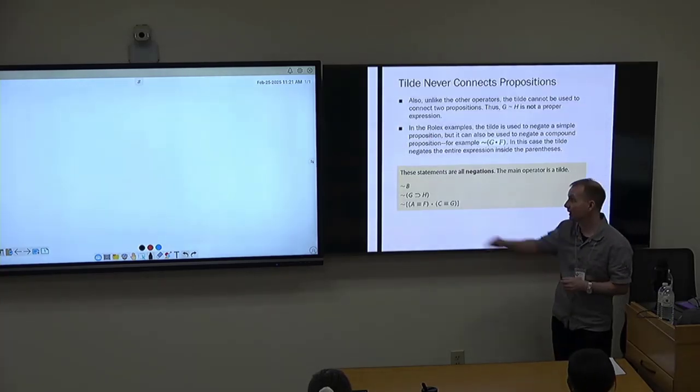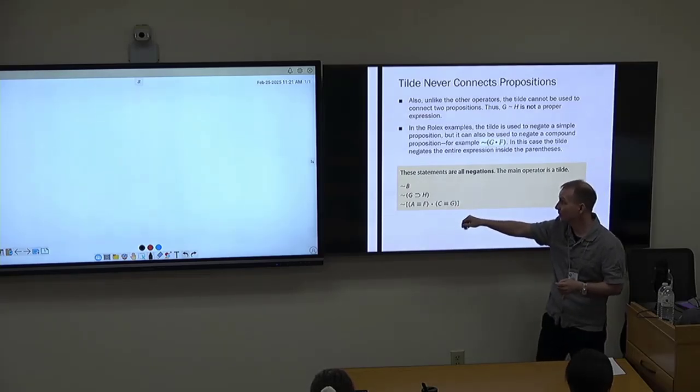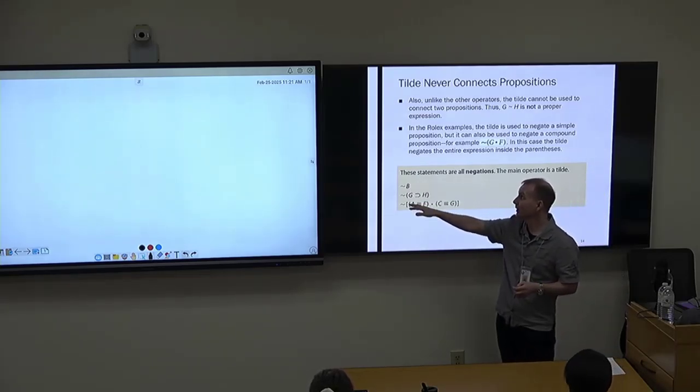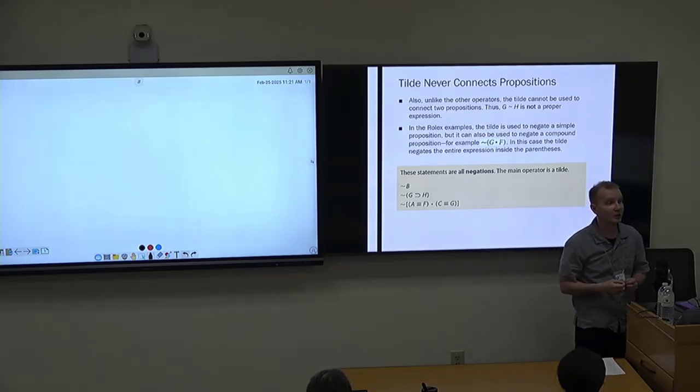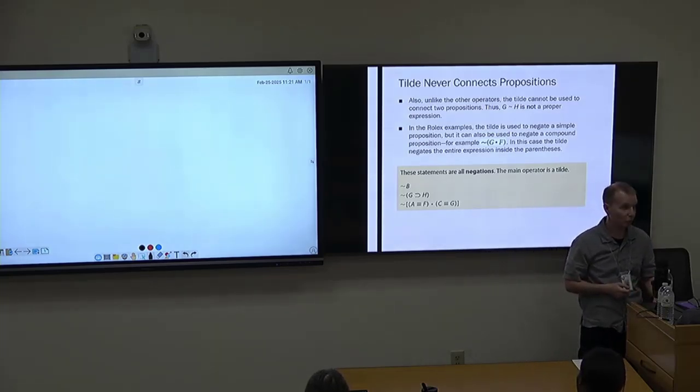This is all negations. Why are they all negations? Because the main operator is tilde. How do we know what is a main operator? It's a little bit like in math. The rules are very simple.